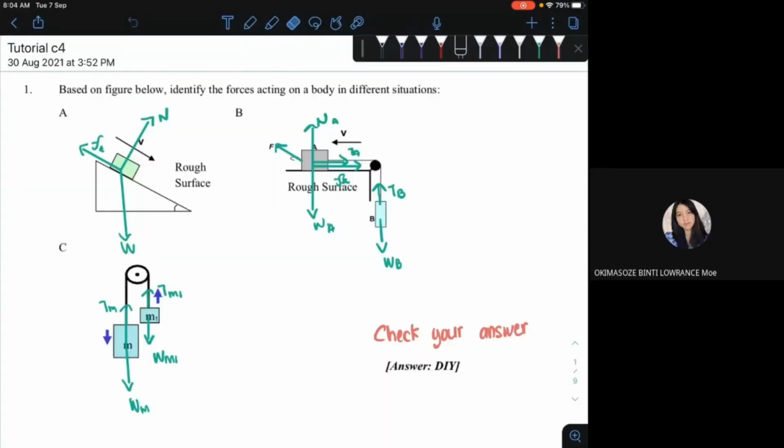Okay, sambil kita menunggu kawan yang lain, boleh cek jawapan untuk soalan 1 dan juga soalan 2.